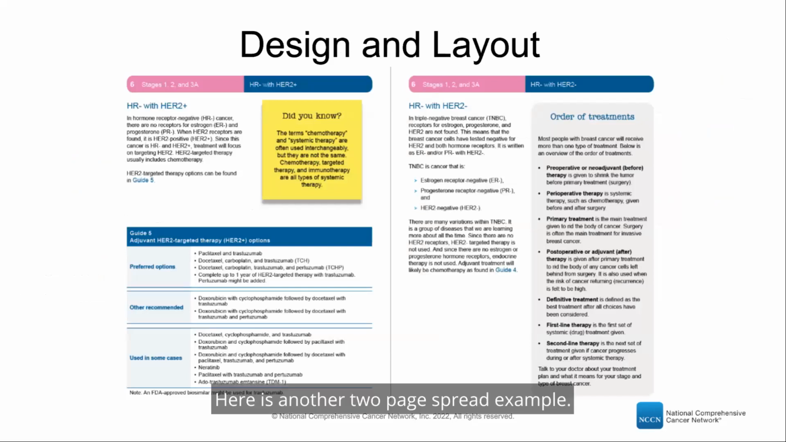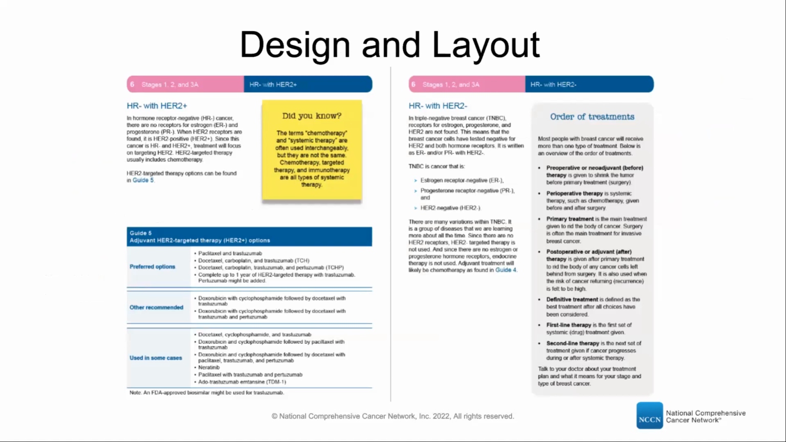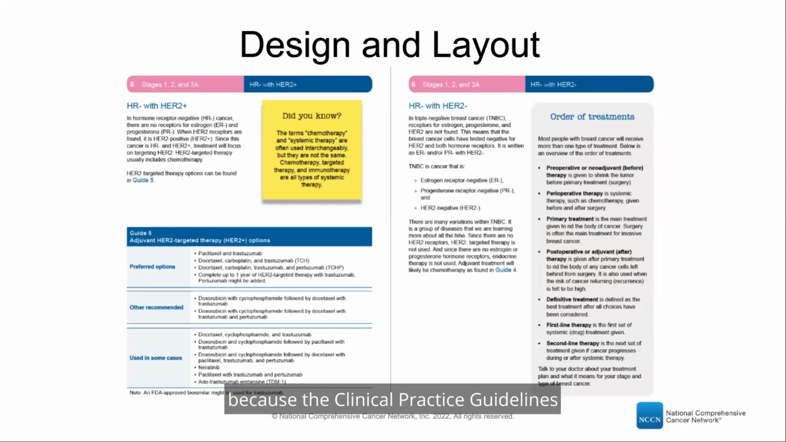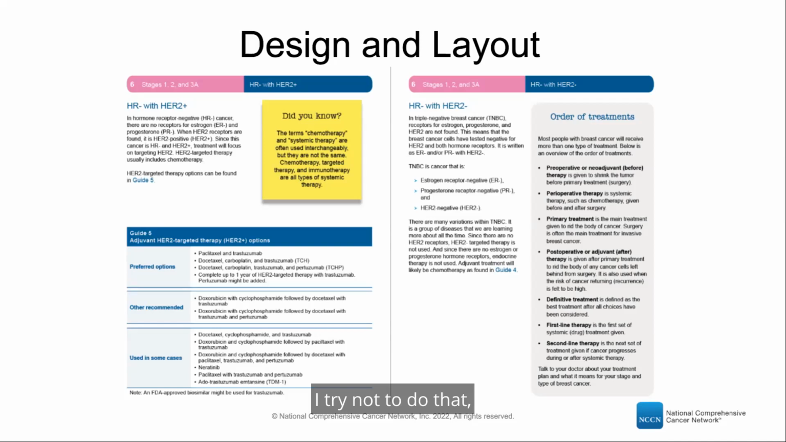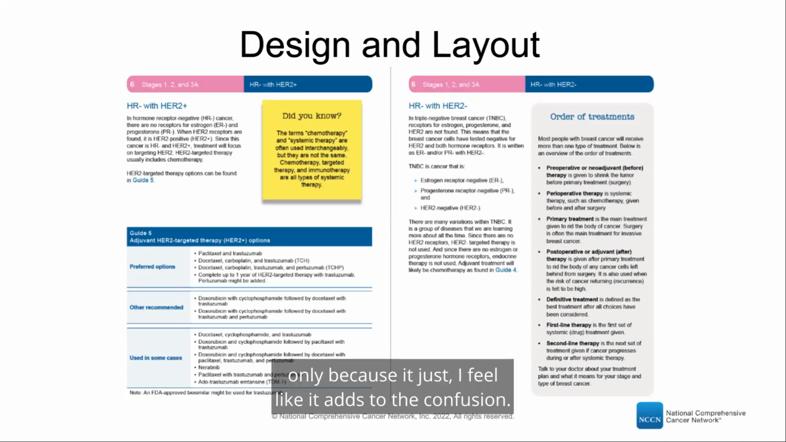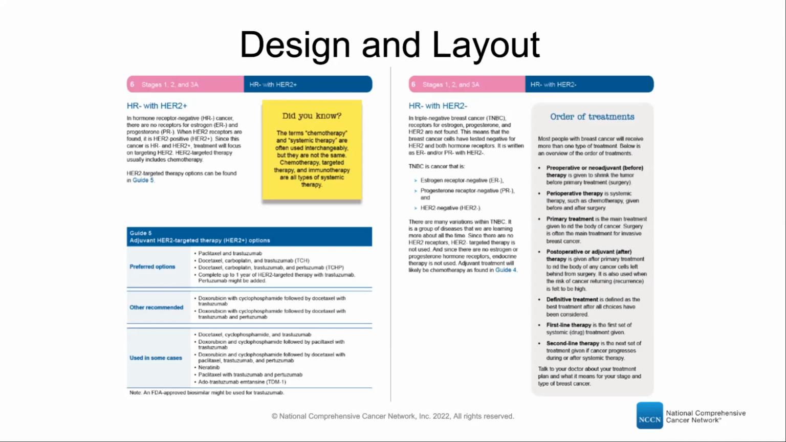Here is another two-page spread example. It shows some of our branded items. So our tables are called guides. And I think this can be tricky because the clinical practice guidelines are called NCCN guidelines. The books are called NCCN guidelines for patients. Sometimes the chapters are called treatment guidelines. I try not to do that only because I feel like it adds to the confusion. And then these tables we use are called guides. It's just part of our branding.